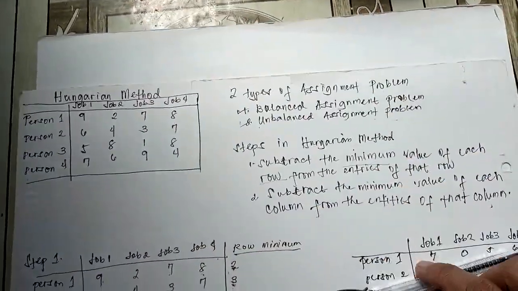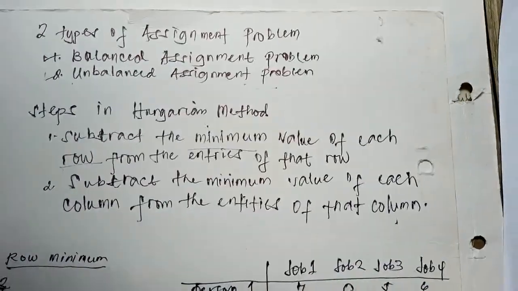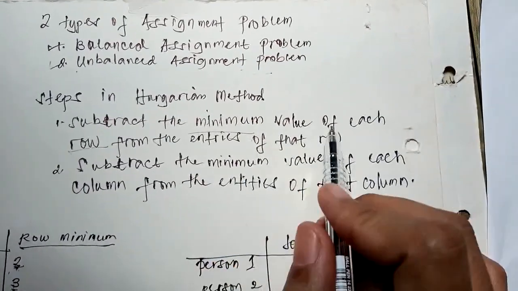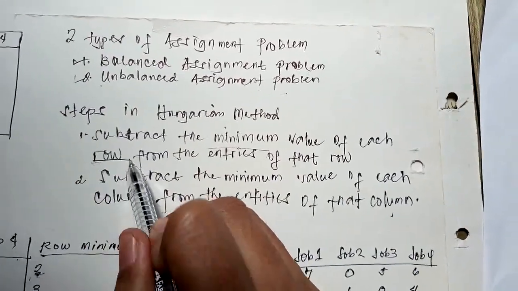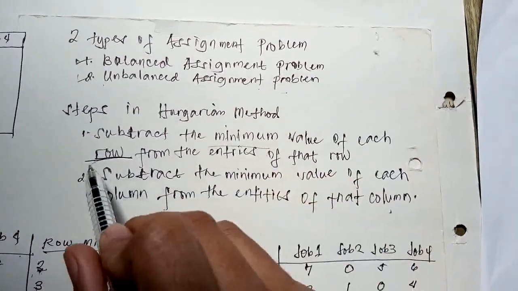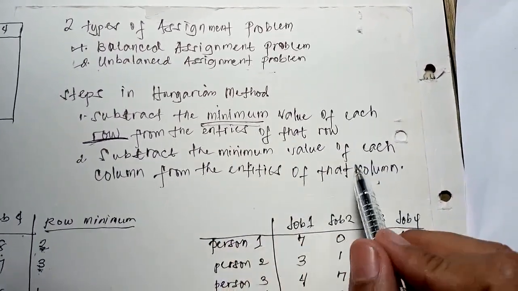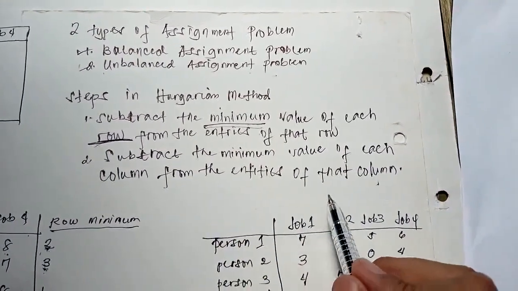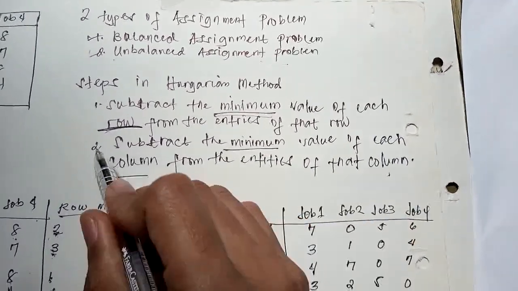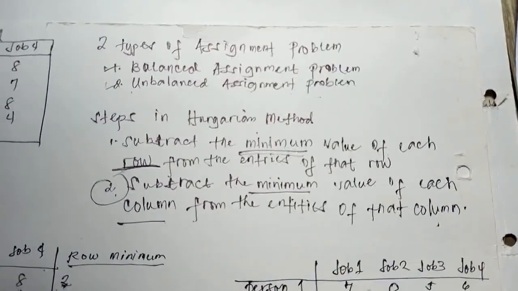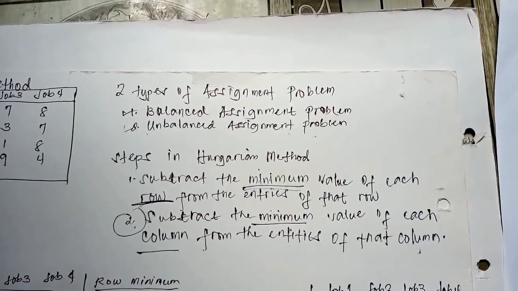Okay, so next, there are steps in the Hungarian method. First, you have to subtract the minimum value of each row from the entries of that row. All you have to do in step number 1 is find the row minimum. And number 2, subtract the minimum value of each column from the entries of that column. All you have to do is find the column minimum in step number 2. So let us solve the problem in the cost matrix.